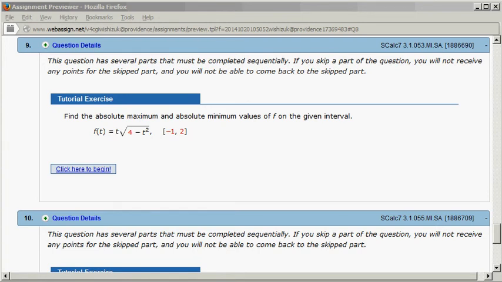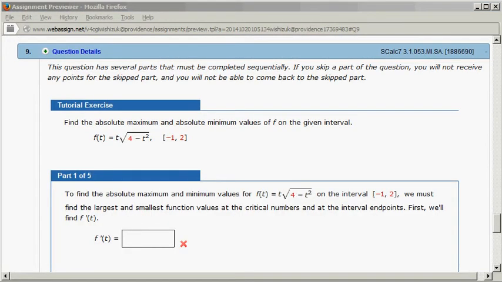Alright, let's look at homework 3.1, problem number 9. We want to find the absolute max and the absolute minimum value of this given function. Let's do that. First we have to find the derivative, so f prime of t.